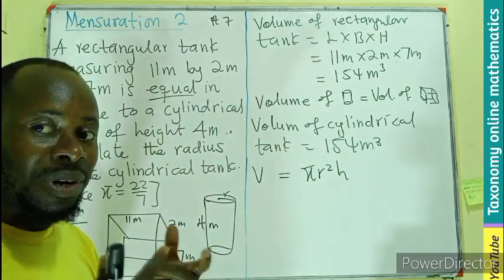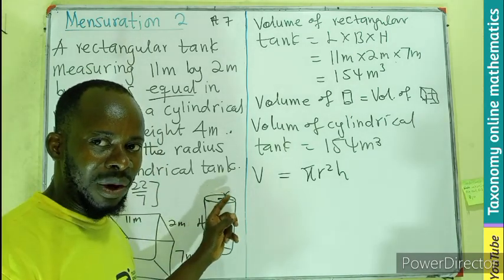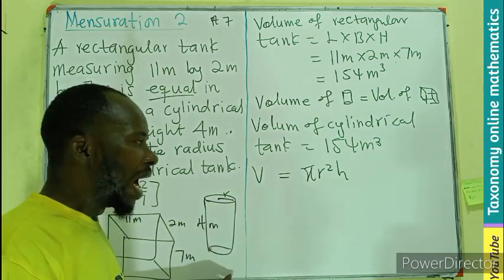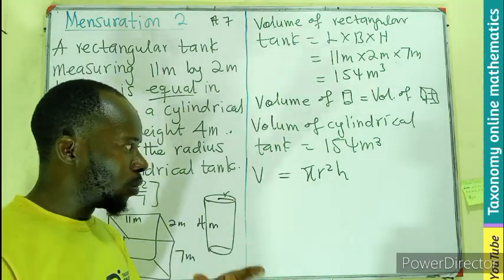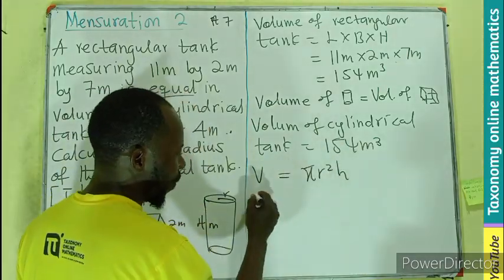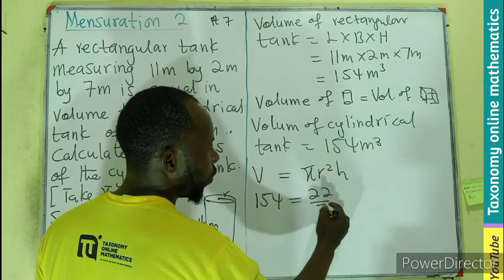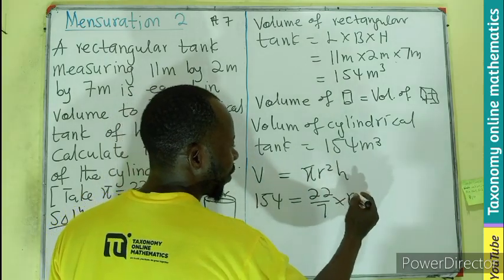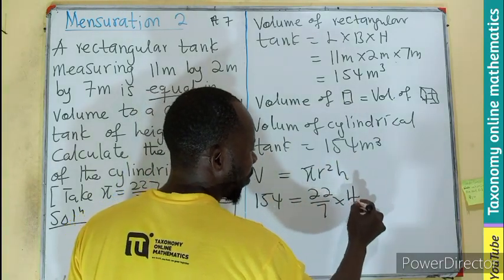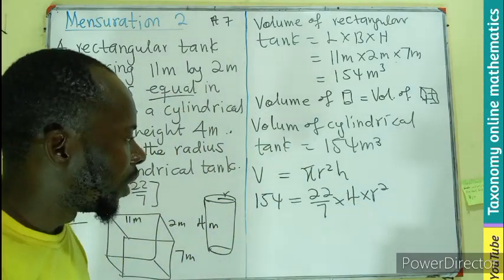Why? The volume of a prism is the area of the cross section. And what is the cross section? A circle. So the area of a circle times the height, right? So pi r square h. The volume here is our 154 equals 22 over 7 times the radius, which is unknown, times the height. And we know the height is 4. So we have our radius in there.